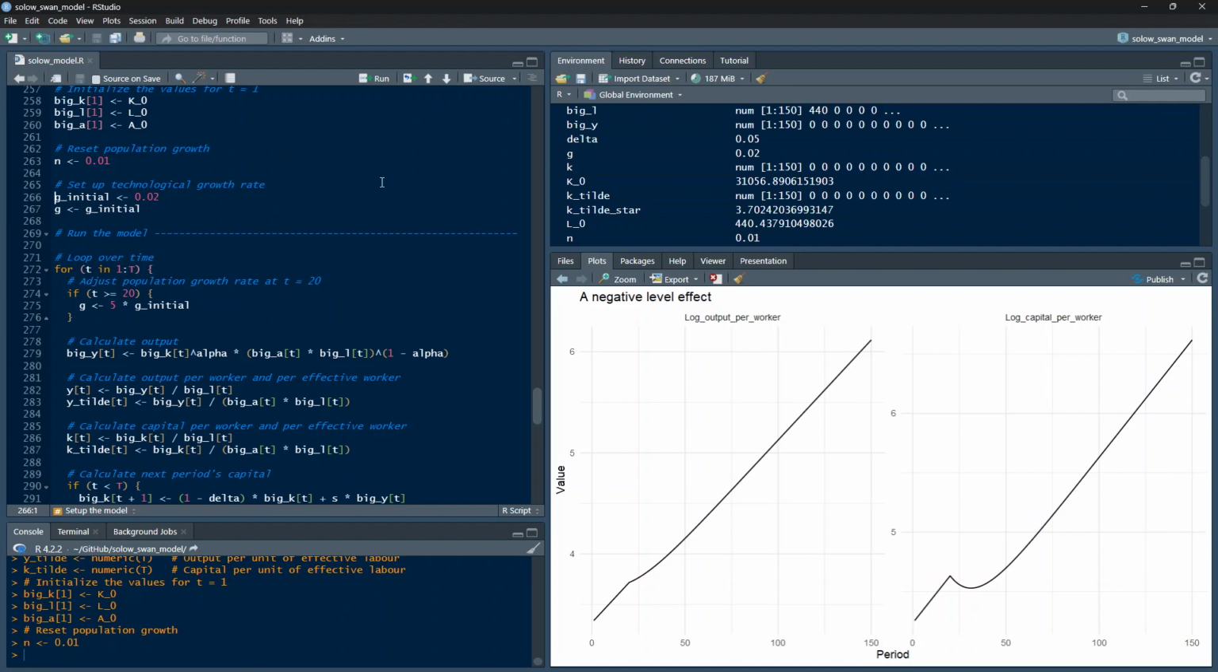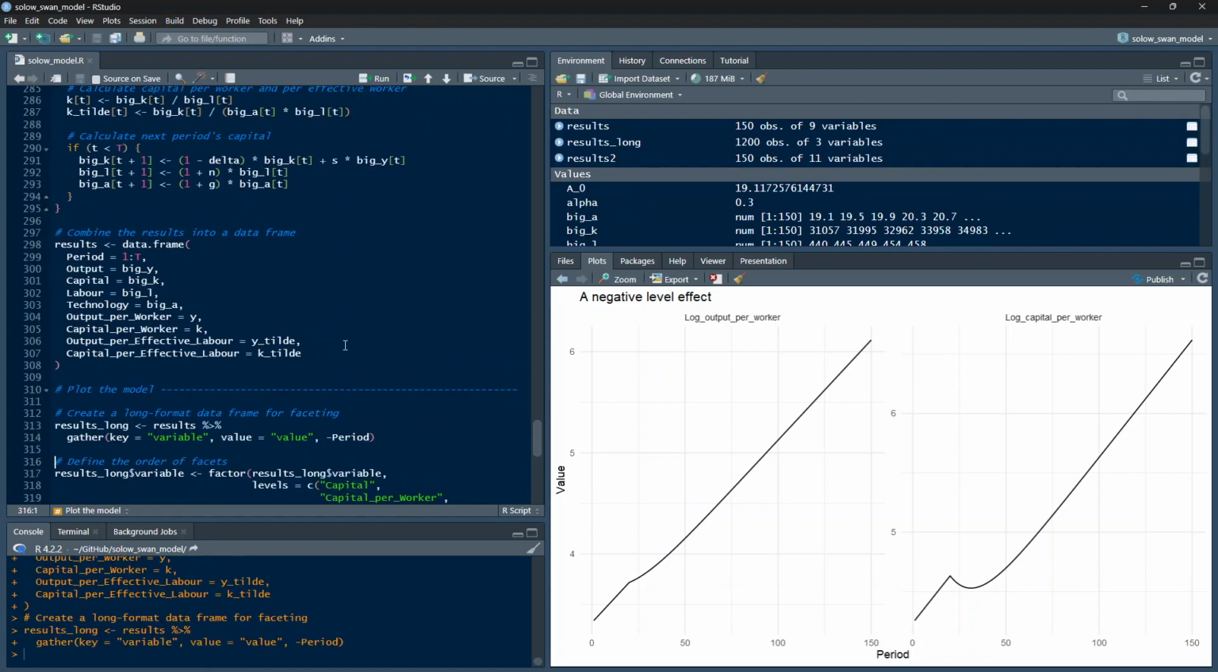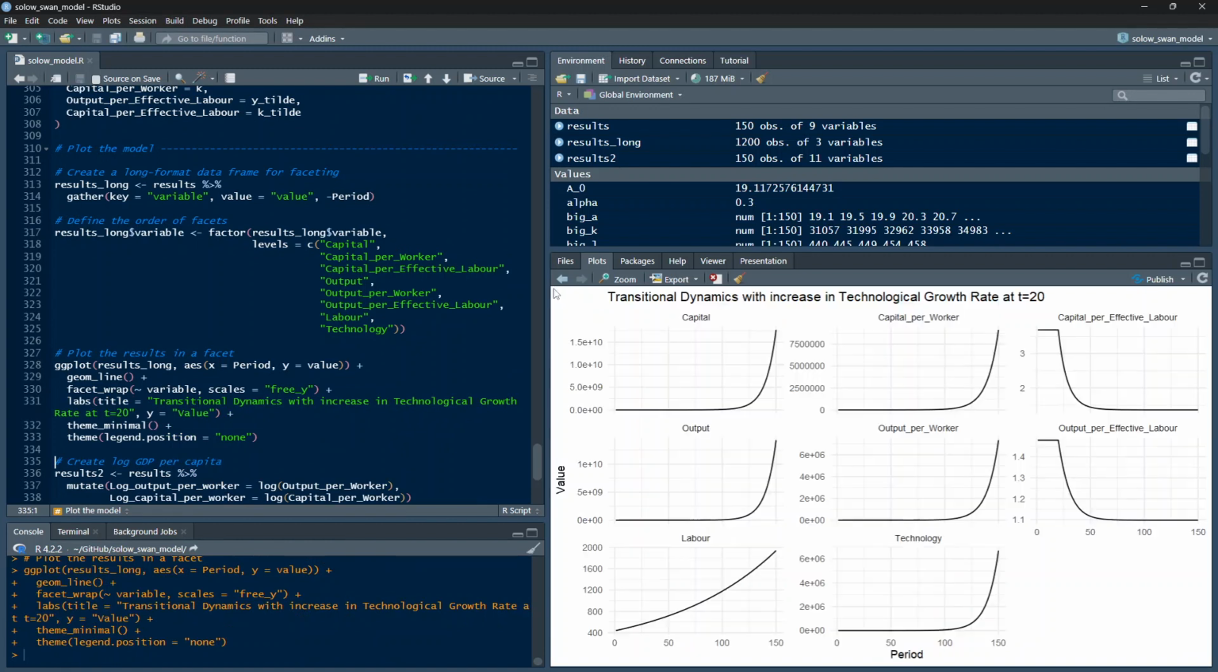So here, I'm going to set the growth rate to the initial 2%, which is what we had in the original model. But what's going to happen is that at time period t equals 20 and beyond, the growth rate is going to be 5 times that initial level. So rather than being 2% per year, that'll be 10% per year. Okay, and let's just go ahead and loop through that model, combine our results, and let's plot that model as well.